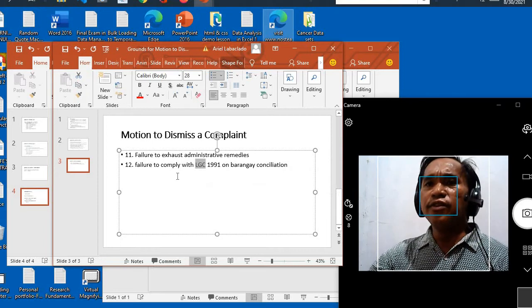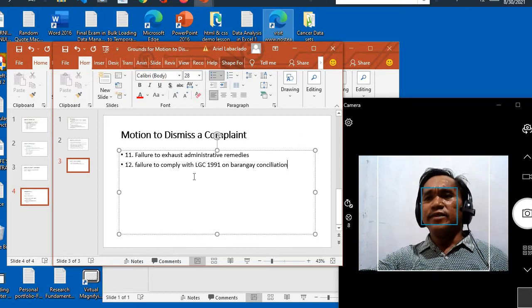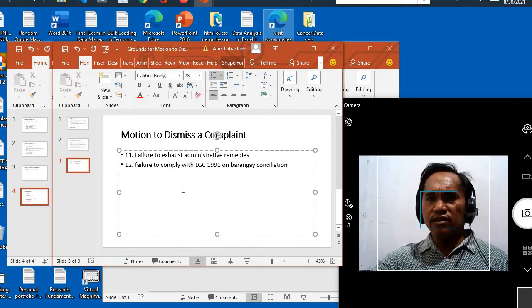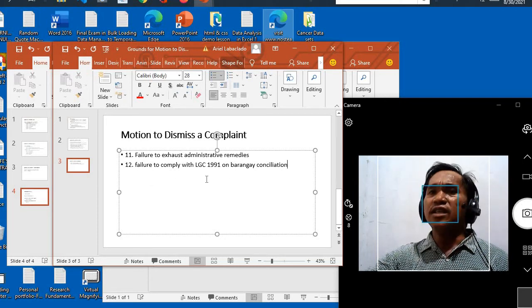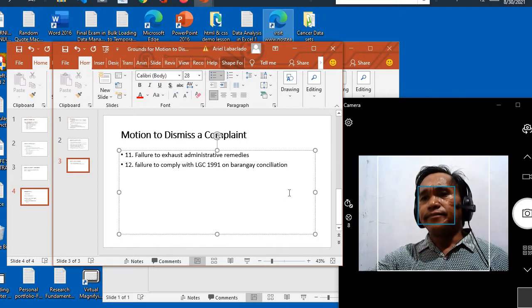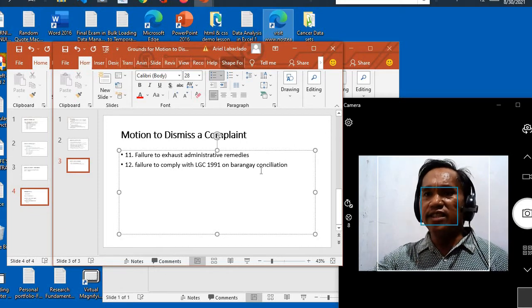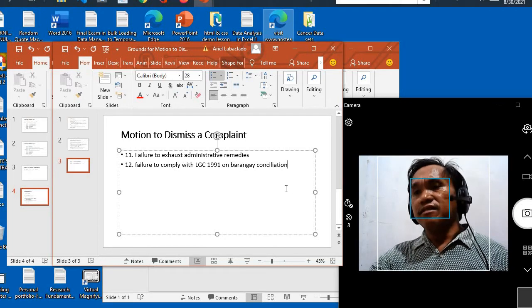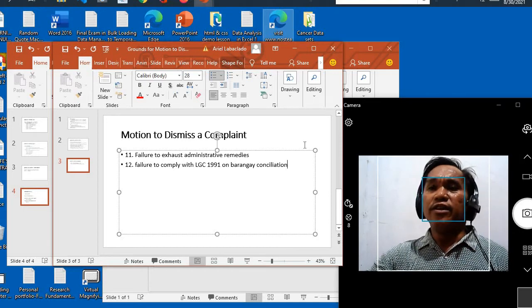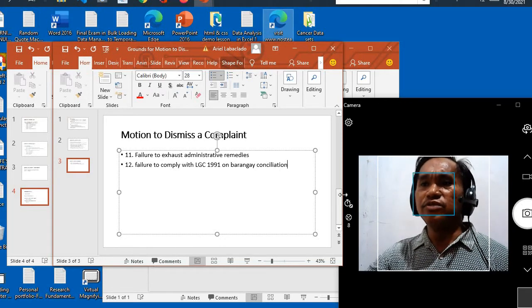Then the last one, failure to comply with LGC 1991 on barangay conciliation. Okay, so this one is very important. Before filing a case in court, it should comply first with the LGC 1991 on barangay conciliation. If this has not been utilized, then your attorney can move for dismissal of the complaint. So that one, motion to dismiss a complaint.